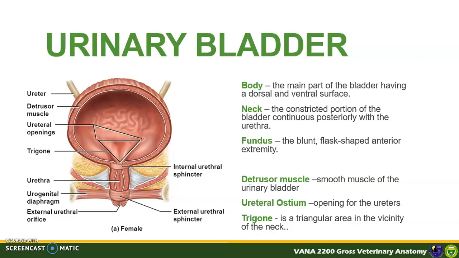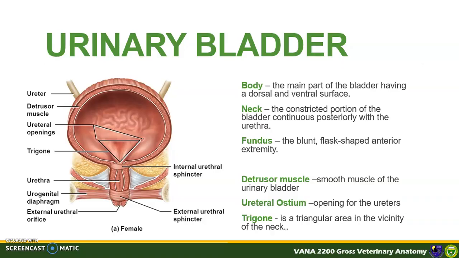Next is the urinary bladder. The bladder is a hollow piriform muscular sac lying on the pelvic floor, but according to its distension, it can extend to the ventral abdominal wall. It is described as having a body, which is the main part of the bladder, having a dorsal and a ventral surface. It has a neck, which is the constricted portion of the urinary bladder, which is continuous posteriorly with the urethra. The fundus is the blunt flask-shaped anterior extremity of the urinary bladder.